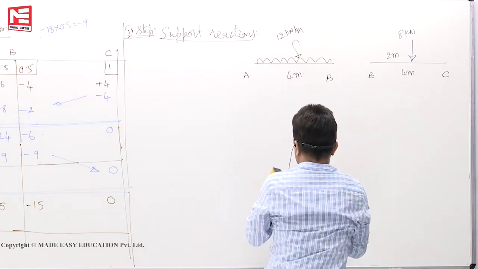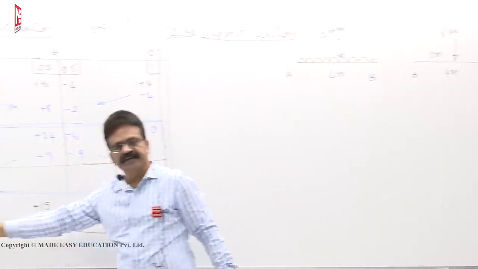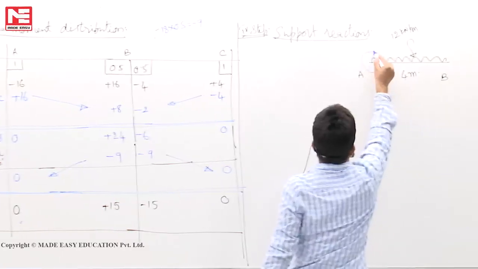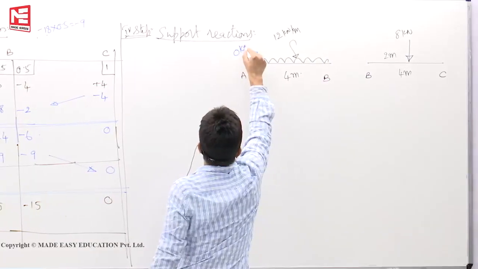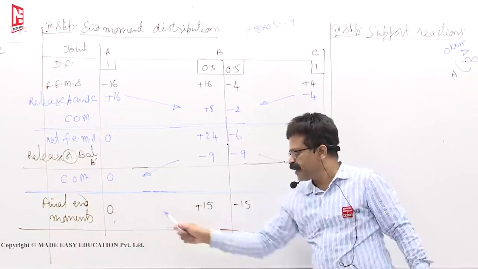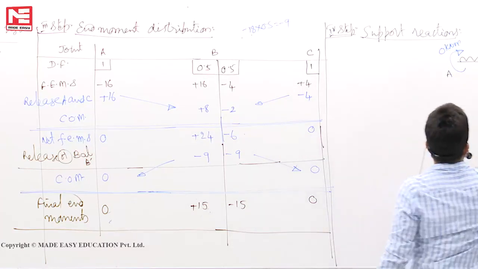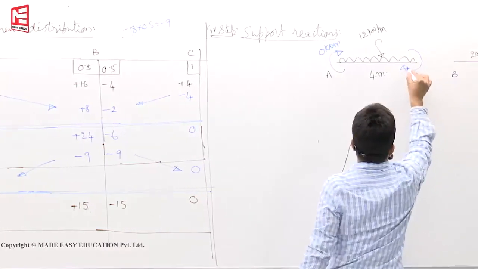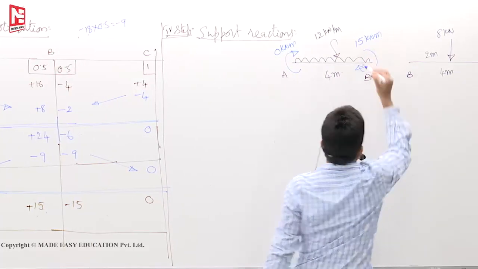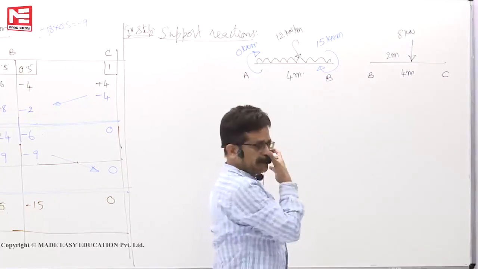This is the free body diagram. Then moments. At A, for the member AB, moment is 0. Zero means you can show clockwise or anti-clockwise, our choice. Then at B, this is the BA span. At B, for the member BA, plus 15. Plus 15 means it is a clockwise end moment. So you must show plus 15 kilonewton meter. Because it is plus, you have written clockwise.